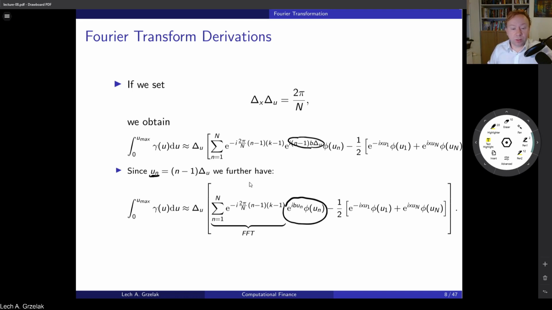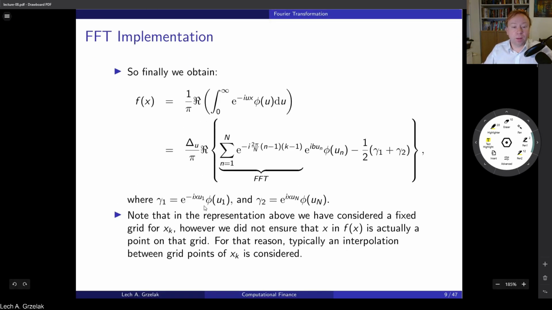So this part, you can see, we do with FFT. Then we also had to add some correction terms, the terms corresponding to the initial and end point of the grid. And then we are ready to compute this transformation. We also have to keep in mind that all terms need to be multiplied with delta u. Okay, then the summary, of course, and the implementation.